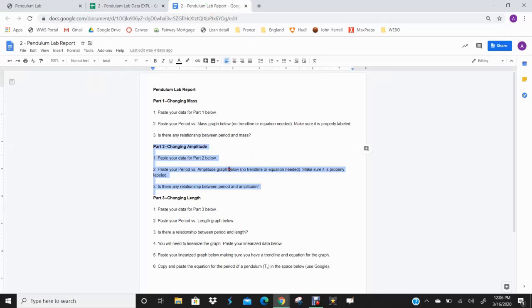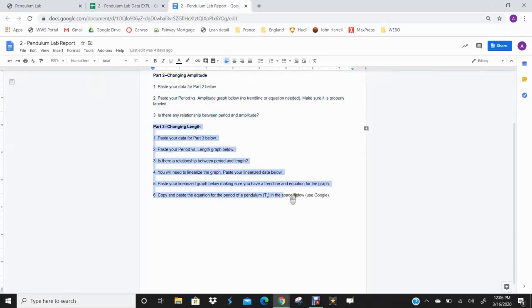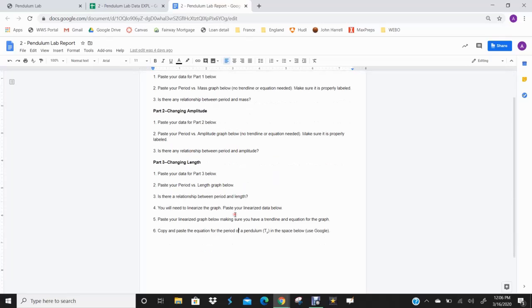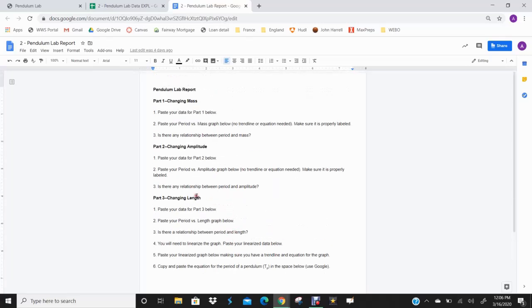And there's a little bit more to do on this part. You're going to paste your original graph in. Is there a relationship? Yes, the relationship is Groot. And then we linearize it on step 4. You'll paste your linearized graph, and then I want you to get the equation for a pendulum. And the reason for this is because the equation for the pendulum is going to explain all 3 of these tests. The only thing that you're going to find of these 3 things in the equation for the period of a pendulum is length. Length is part of that equation. So length does affect the period of a pendulum.